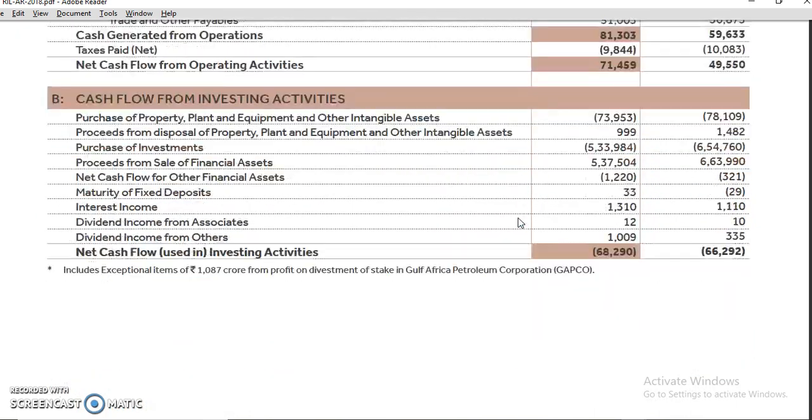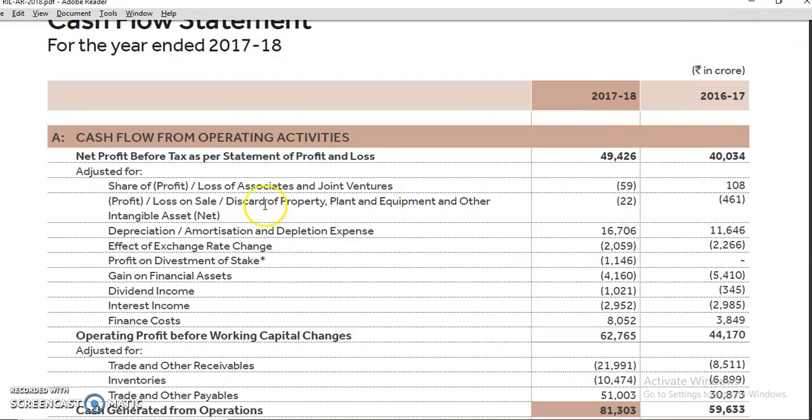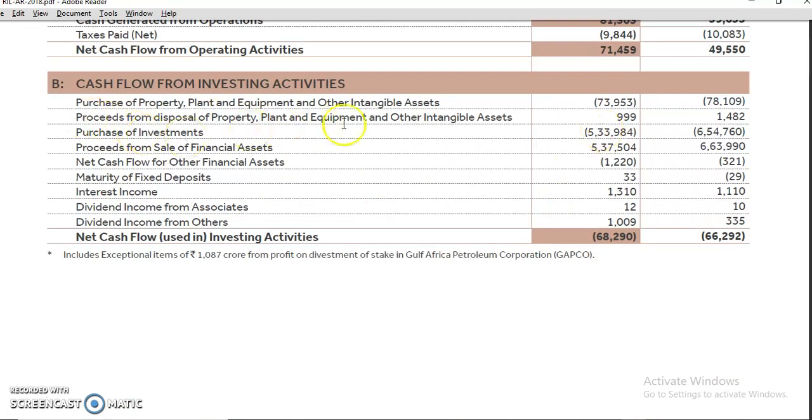Now coming to the investing activities. Investing activity means sale and purchase of the fixed assets or your investments. So here you can see the company has purchased 73,000 worth of property, plant and other intangible assets, and then minus the profit or sale from the purchase proceeds from the disposal. Now here we saw we removed the profit. Here we see we added back the whole disposal. The cost is not considered in here, right?